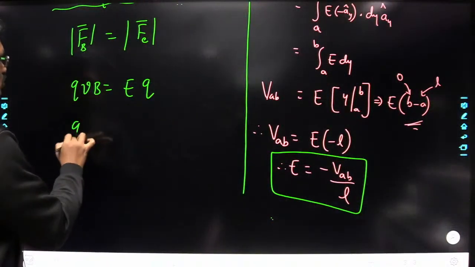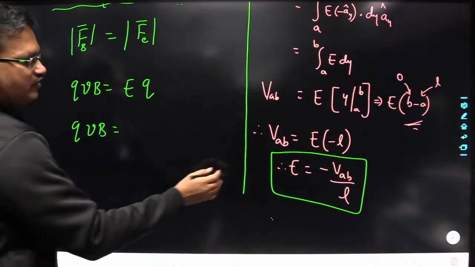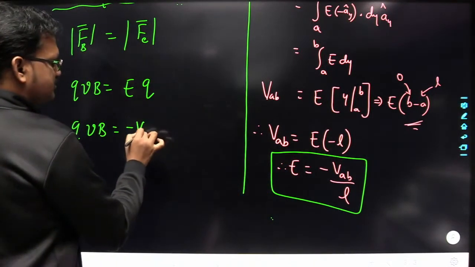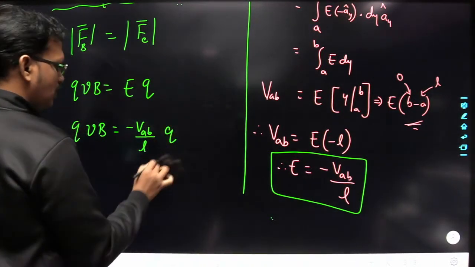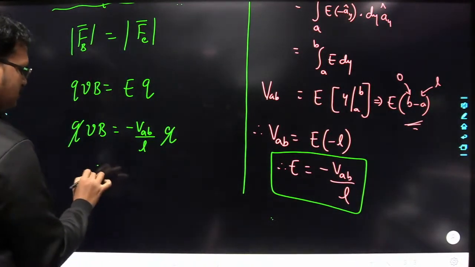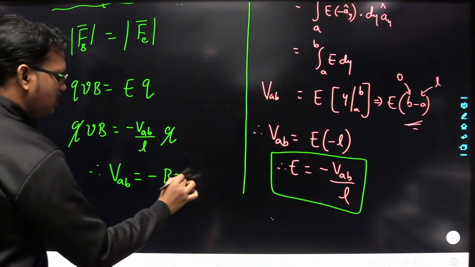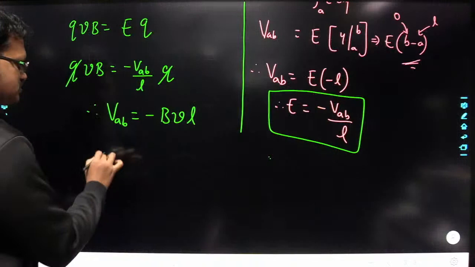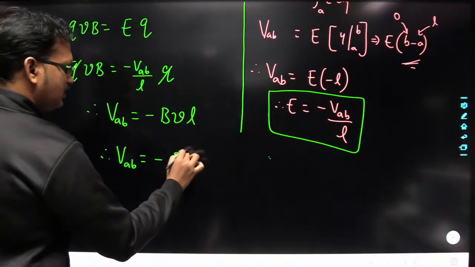So now QVB is equal to, for electric field E, I can write minus VAB by L, into Q. Here Q will get cancelled. Therefore VAB is equal to minus B into L, or I can say VAB is equal to minus BLV.